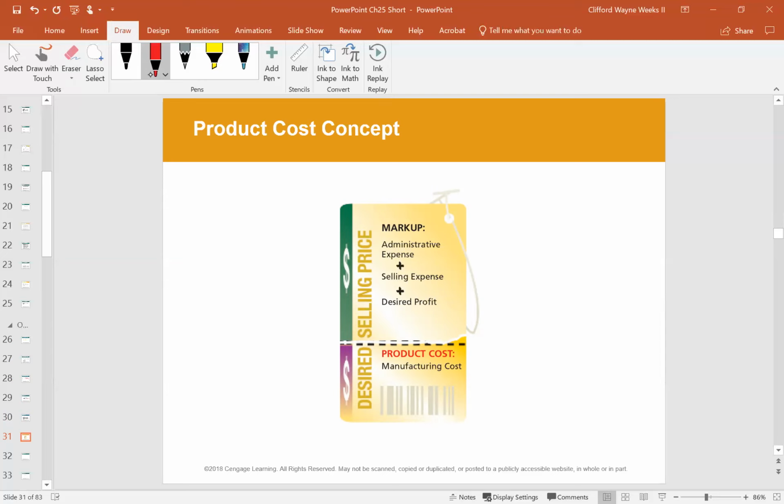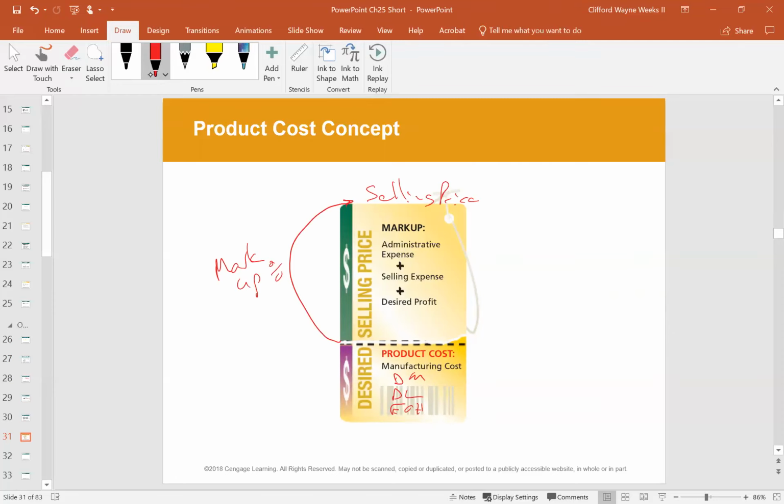And so again, this is a great way to visualize it. Our product costs are direct materials, direct labor, and factory overhead. And so we need to have a markup. This is our selling price. That is enough to cover, so this is our markup, to cover our selling expenses and our desired profit.